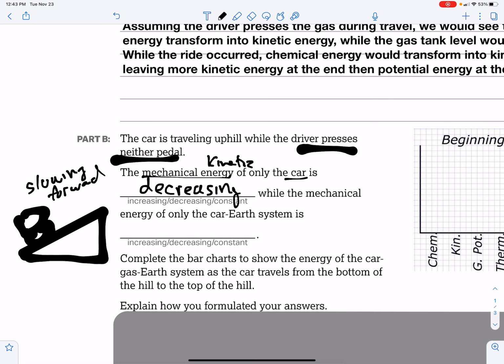Now, the mechanical energy of the car Earth system, well, that's remaining constant because A, I'm not pressing the gas pedal to inject more energy, I'm not increasing more mechanical energy than I already had, and I'm not pressing the brake, which means I'm not decreasing. So if you think about it, pressing the gas pedal would increase mechanical energy. Pressing the brake pedal would decrease mechanical energy. Pressing neither pedal basically causes what? Kinetic energy to convert into gravitational potential energy, keeping the total energy constant.